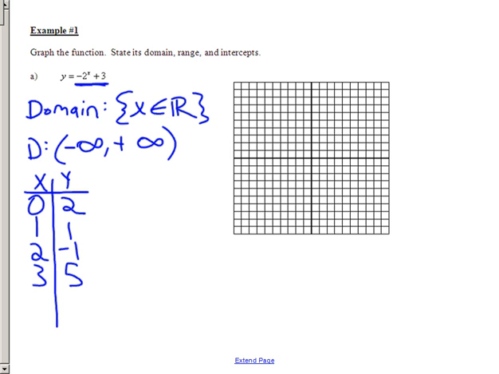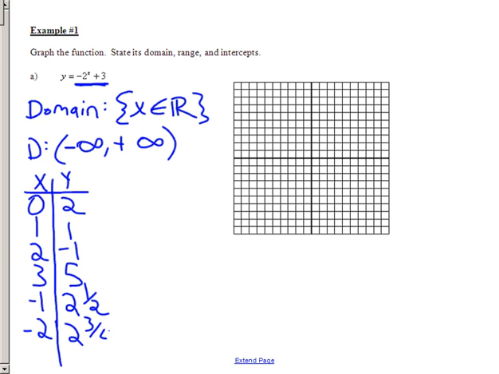Watch what happens if we go in the other direction. If we plug in -1, 2 to the negative first power is 1 over 2 to the first power, or 1/2. Make it negative, it's -1/2. When you add it to 3, you get 2 and 1/2. If we plug in -2, 2 to the negative second power is 1/4. Make it negative as -1/4, it's 2 and 3/4.